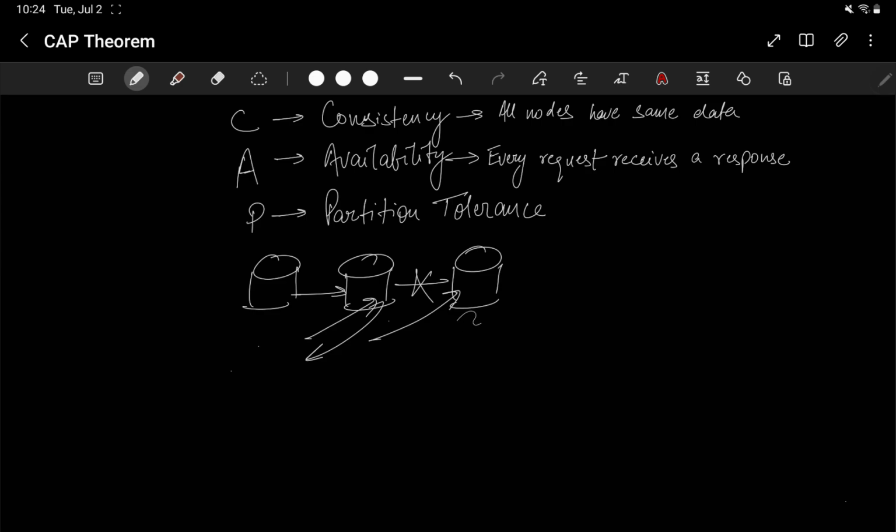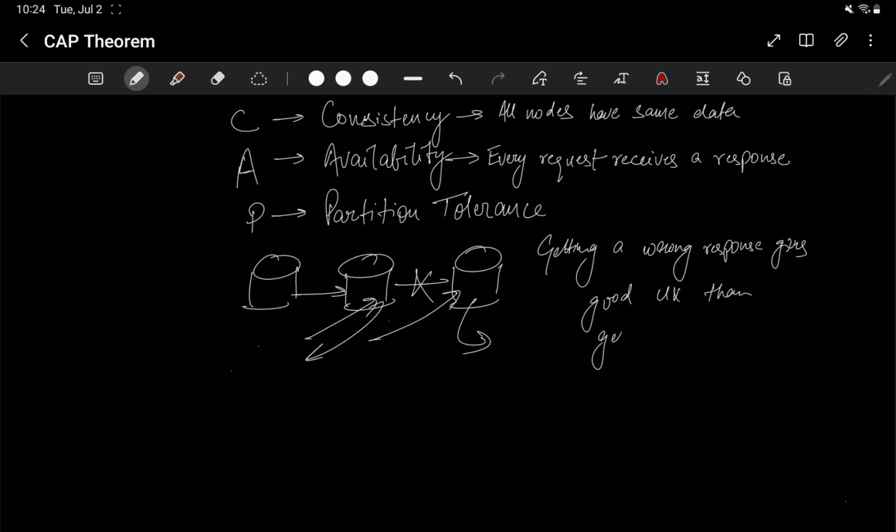If someone gives a request to this, it should get a response, even if the response is wrong. Like that is the keyword here. The response might be wrong, might be outdated, but still the response should be there. That's what availability is. And the question is, why would somebody want a wrong response? We do not. But sometimes getting a wrong response gives good user experience than getting no response.